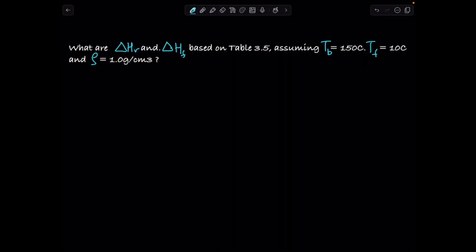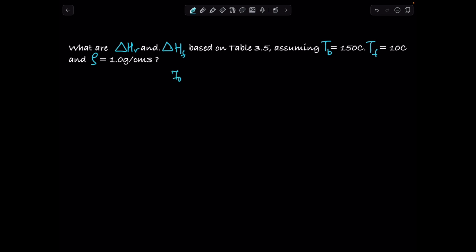What are the enthalpy of vaporization and enthalpy of fusion based on table 3.5, assuming boiling point is 150 degrees centigrade and freezing point is 10 degrees centigrade and density is 1.0 grams per centimeter cube.